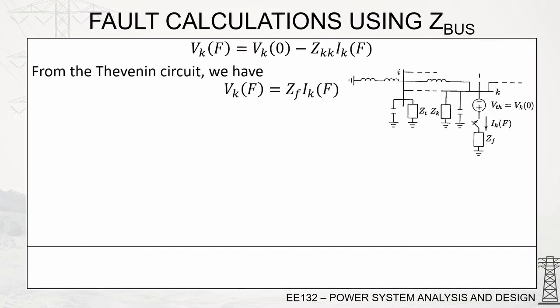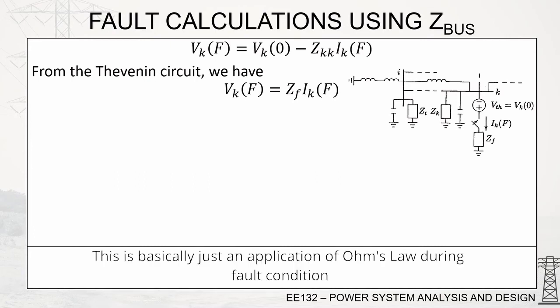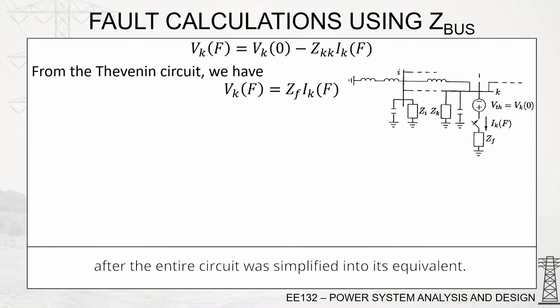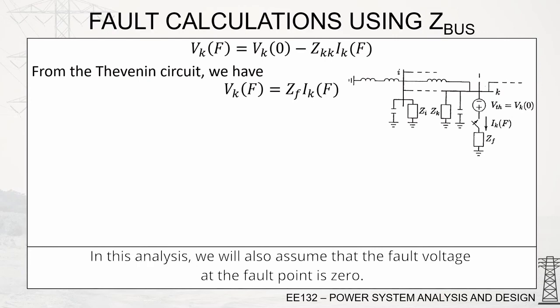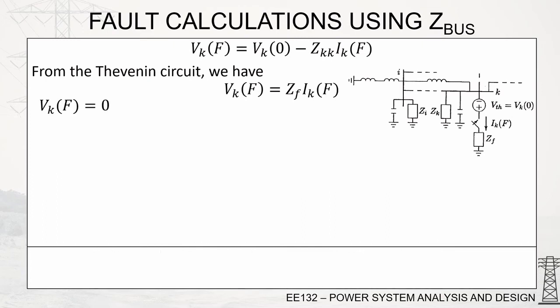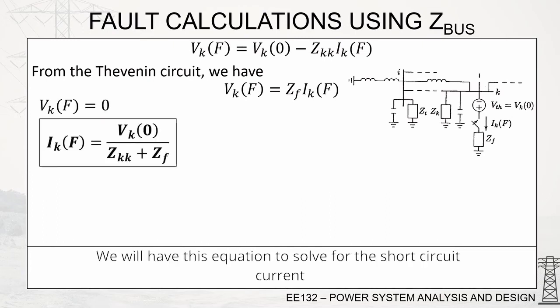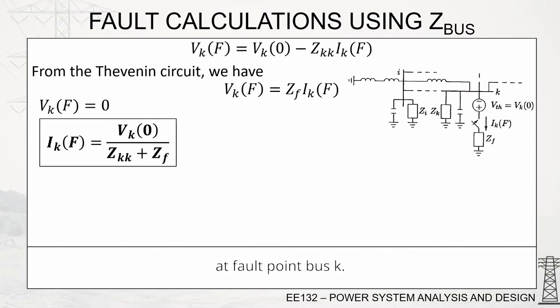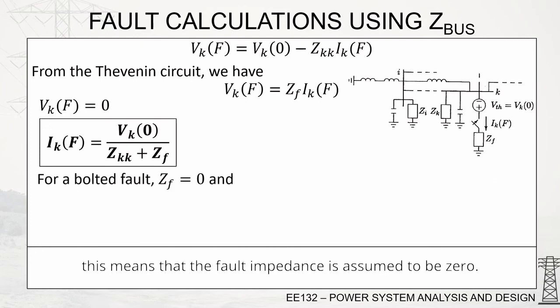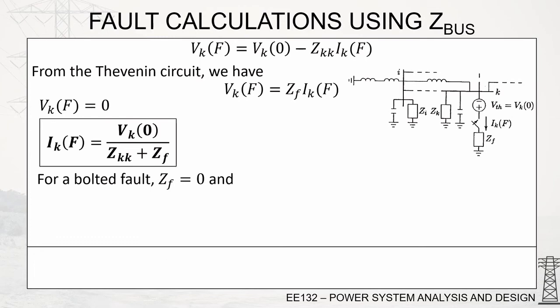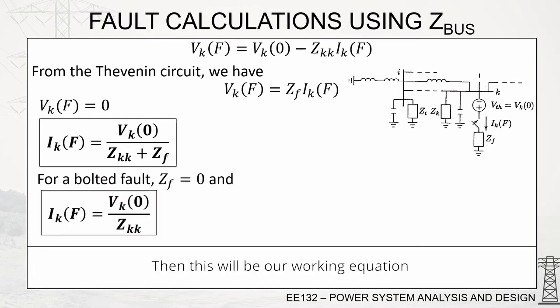From the Thevenin circuit, we have this equation. This is basically just an application of Ohm's law during fault condition, after the entire circuit was simplified into its equivalent. In this analysis, we will also assume that the fault voltage at the fault point is 0. We will have this equation to solve for the short circuit current at fault point bus K. For a bolted fault, this means that the fault impedance is assumed to be 0. Then this will be our working equation for short circuit current at fault point bus K.